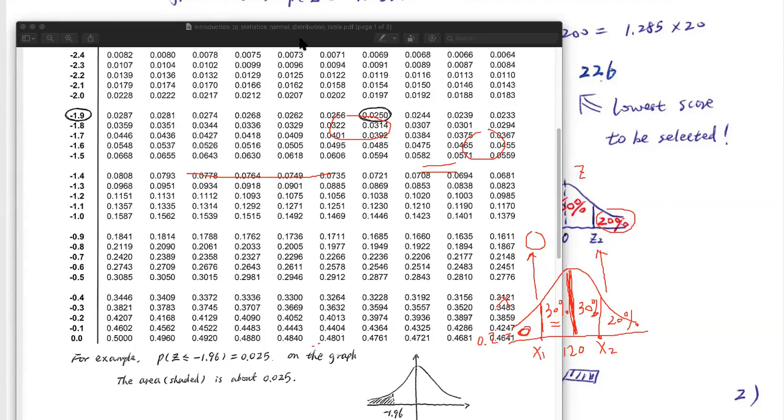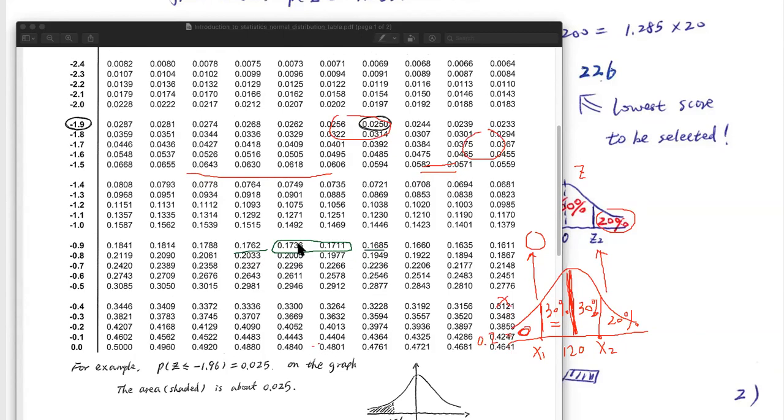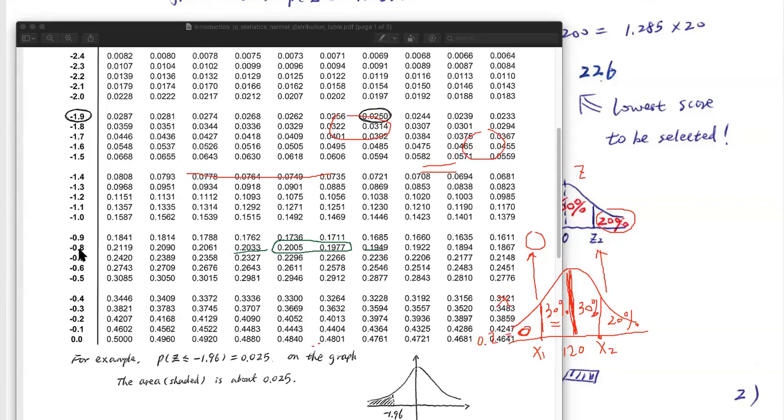Okay, so 0.2 will be somewhere here and here, is that right? Between this number and that number. Follow me? So like 0.2005, and the next number is 0.1977. This number is bigger, this number is smaller, no good. There are only two possible choices, this one or that one, close to 0.2. So in that case, the corresponding Z, if we are using this number, should be equal to negative 0.84.